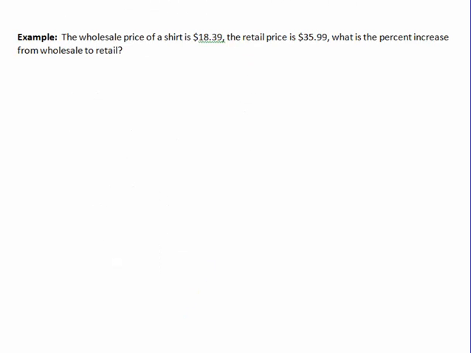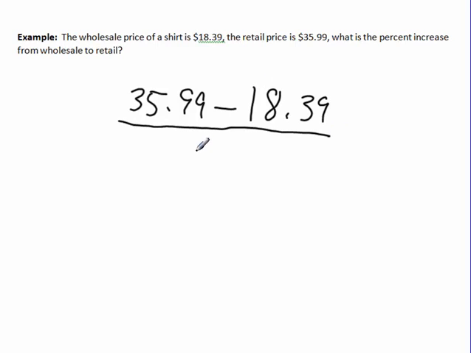All right. Now the wholesale price of a shirt is $18.39. The retail price is $35.99. So the question asks, what is the percent increase from wholesale to retail? Since I am increasing, I want to say new minus original over the original. So I will say 35.99 minus the original, which is 18.39, over the original, which is 18.39. Now this is going to give me the decimal percentage.